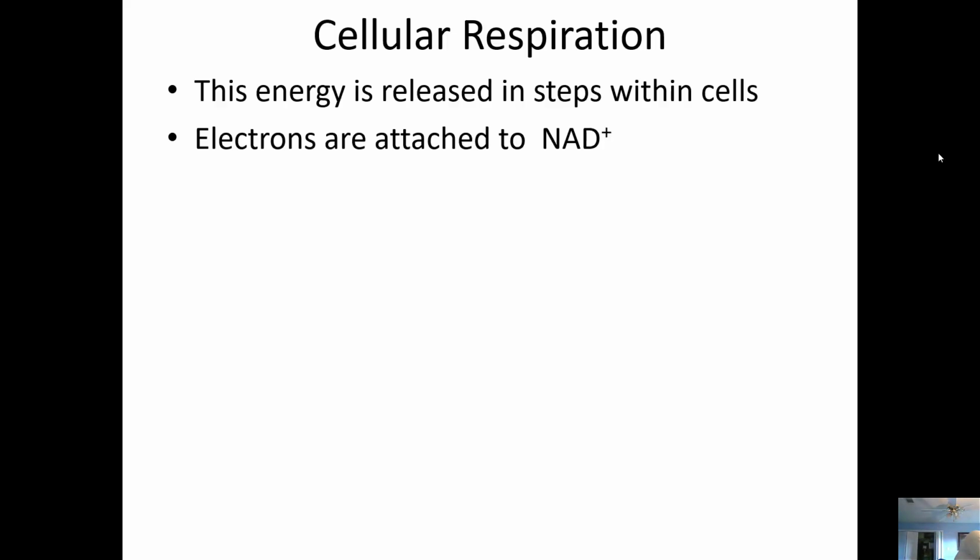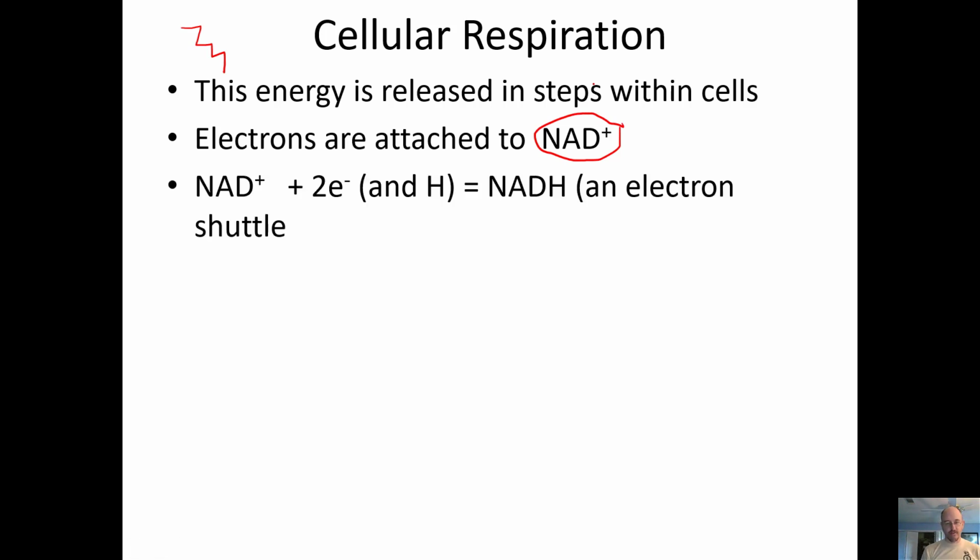When we last left off, I talked about the fact that when we break down food through cellular respiration, when we release energy, we do it in small steps so we don't explode as we do it. We have to control that release of energy. If all the energy were released at once, it would be catastrophic. And one way we do that is with a molecule known as NAD+. NAD+ is an electron shuttle.